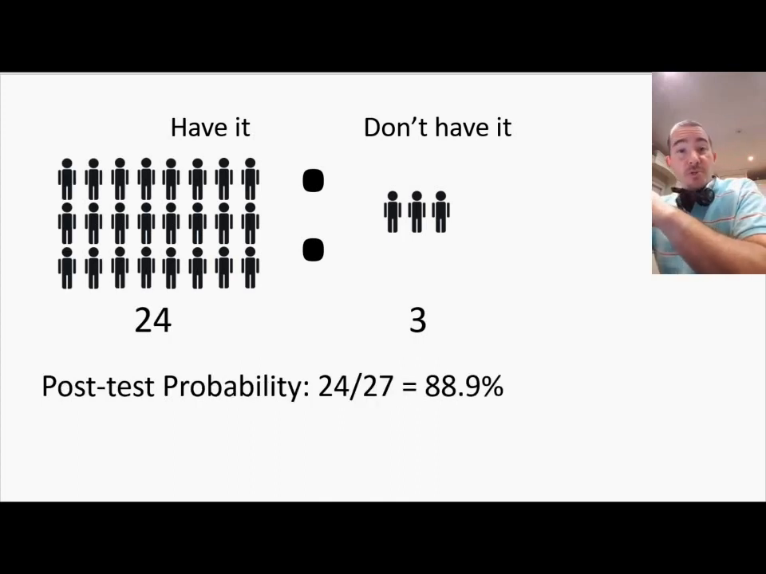I again do the math. Now my post-test odds, assuming a positive test, are 24 to 3. In other words, now, of every 27 people who I see in my clinic who look like this patient and have these 3 tests positive, 88.9%, or 89%, do have a neuropathic pain problem. At 89%, I'm fairly confident. I'm okay to make that call.